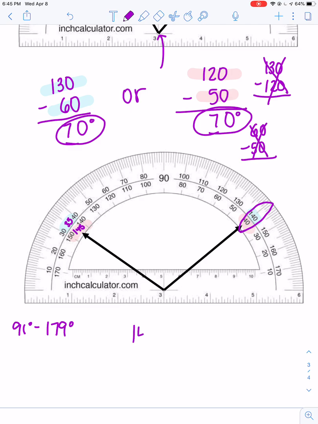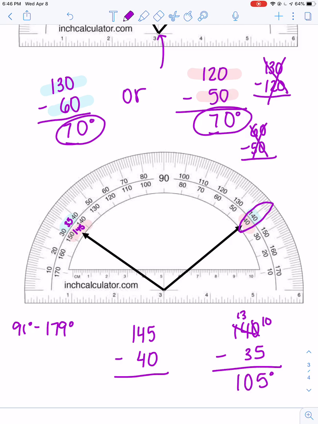So I can do 145 minus 40, or I can do 140 minus 35. You might find that one is easier than the other, but they both give you the same answer. And again, this number falls within that range, so it checks out as an obtuse angle.